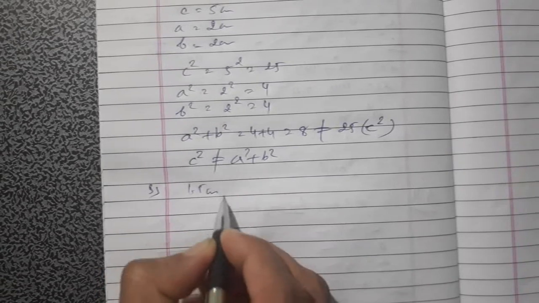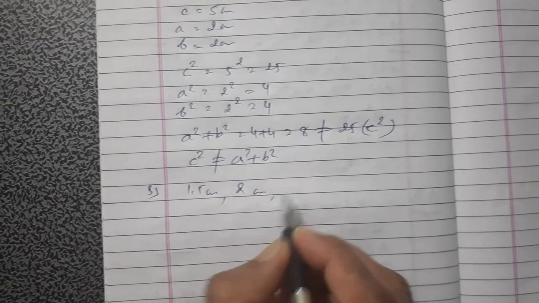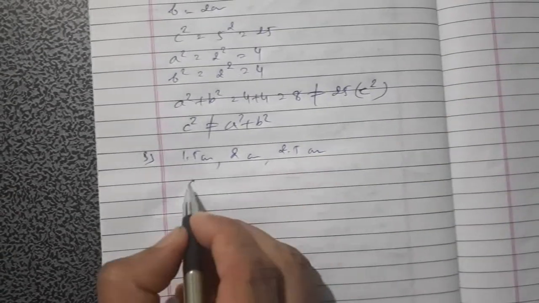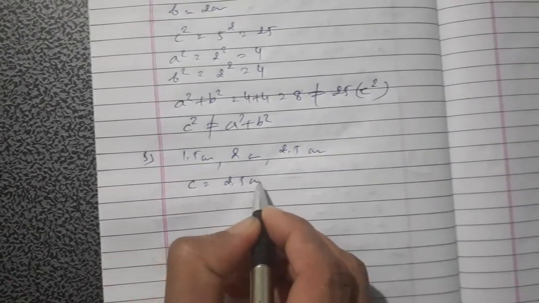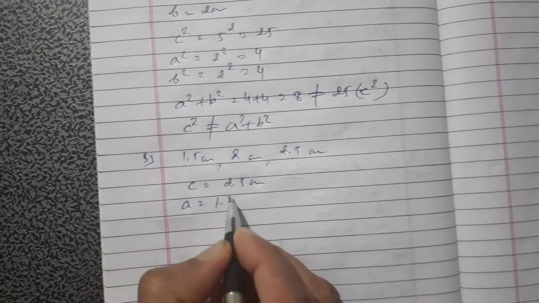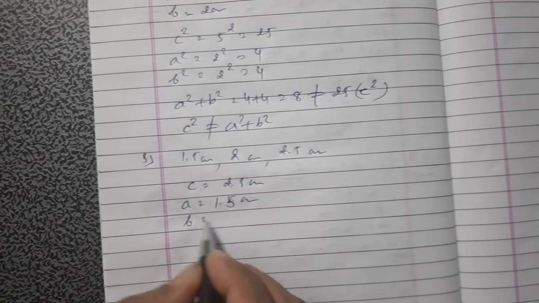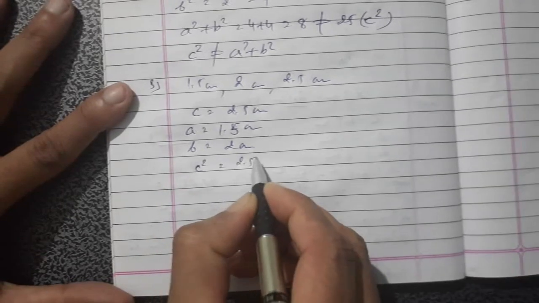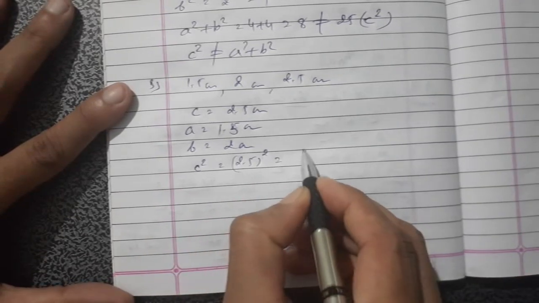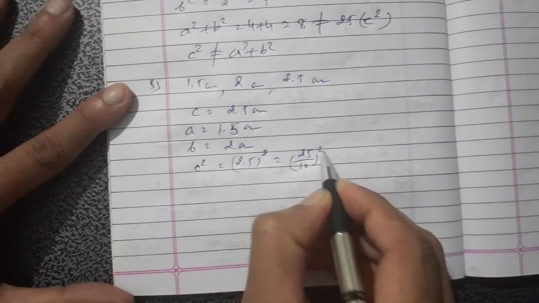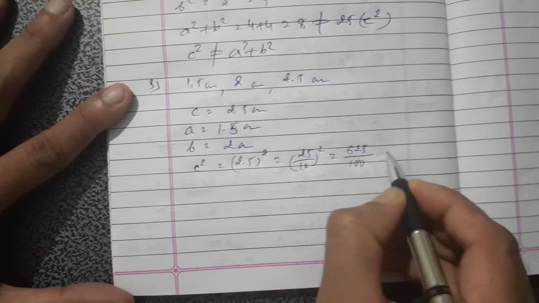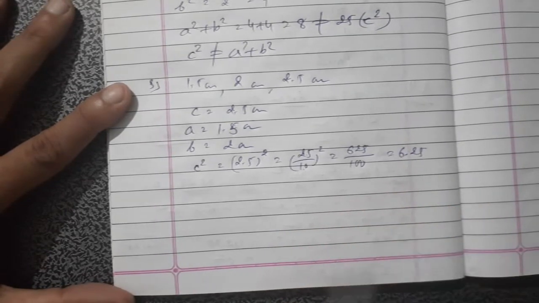1.5 centimeter, 2 centimeter and 2.5 centimeter. 2.5 is the highest one. So C equal to 2.5 centimeter, A equal to 1.5 centimeter and B equal to 2 centimeter. So we check C square equal to 2.5 square. 2.5 means 25 divided by 10 whole square. 25 square is 625 and 10 square is 100, and that is 6.25.